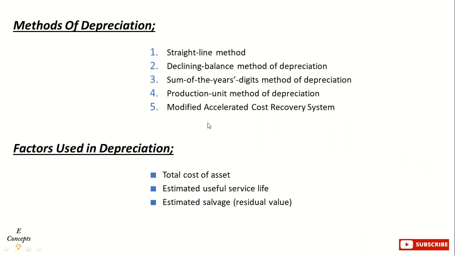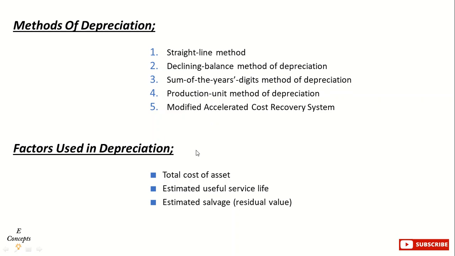So these are the 5 methods that we are going to discuss with solved examples: straight line method, declining balance method, sum of the year digits method, production unit method, and modified accelerated cost recovery system.